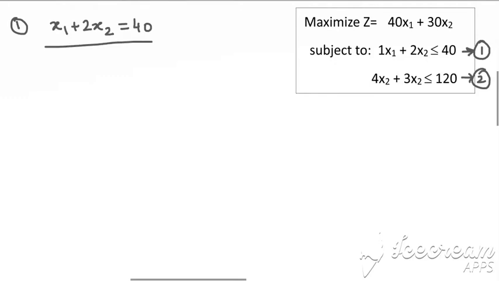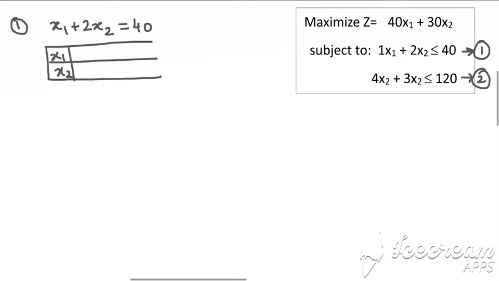plotting these constraints. We have two constraints over here, so let's plot them one by one. So if we consider the first constraint, which is 1x1, that is x1 plus 2x2, to draw a line, first we consider it as an equality, which is equal to 40. Now let's find out 2 points. Why are we finding the 2 points? Because to draw a line, we should have at least 2 points.